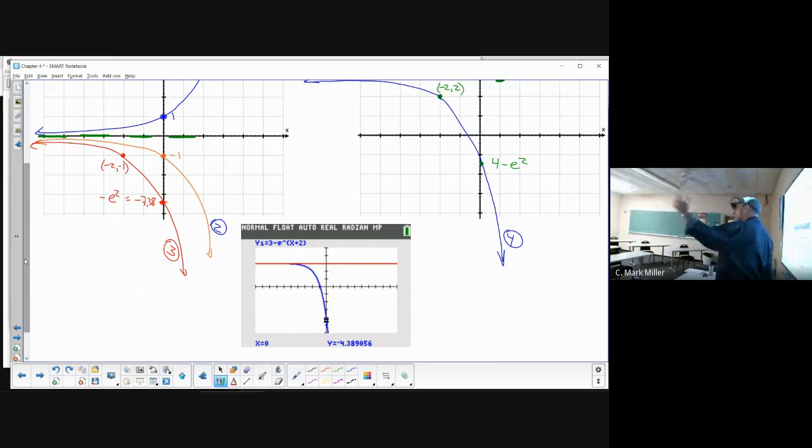How come in the homeworks, I often say, check your answers on your calculator? I don't even give you the answer. If I say graph this, you should be able to graph it on your calculator and have them match. If they don't match, one or the other is incorrect. Maybe both. Right? Any questions on this guy?